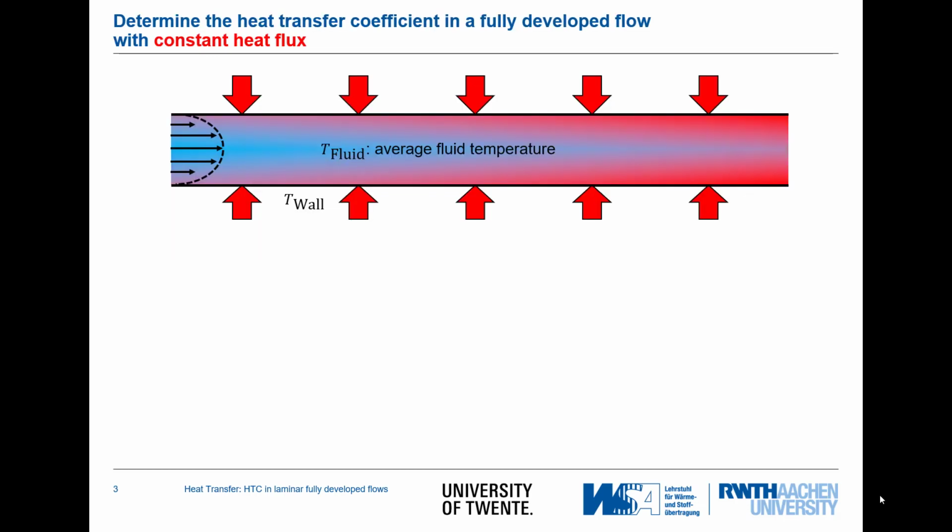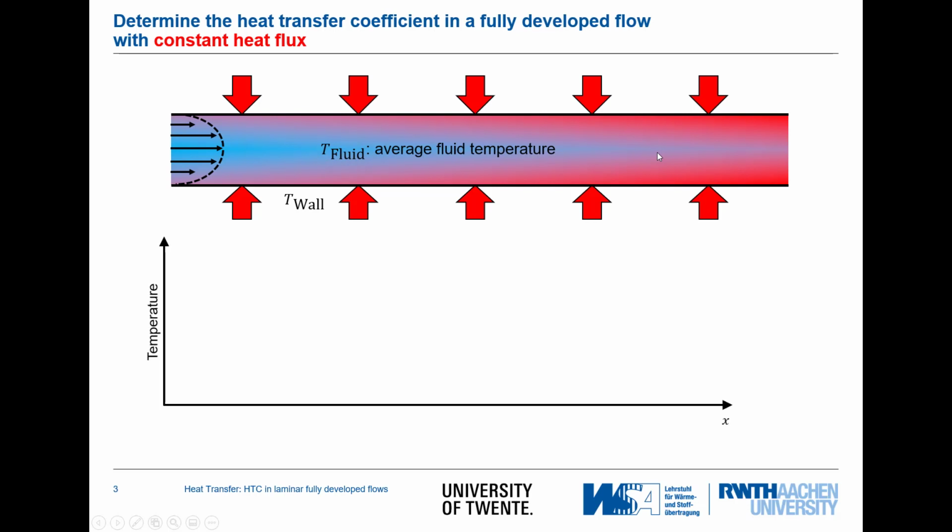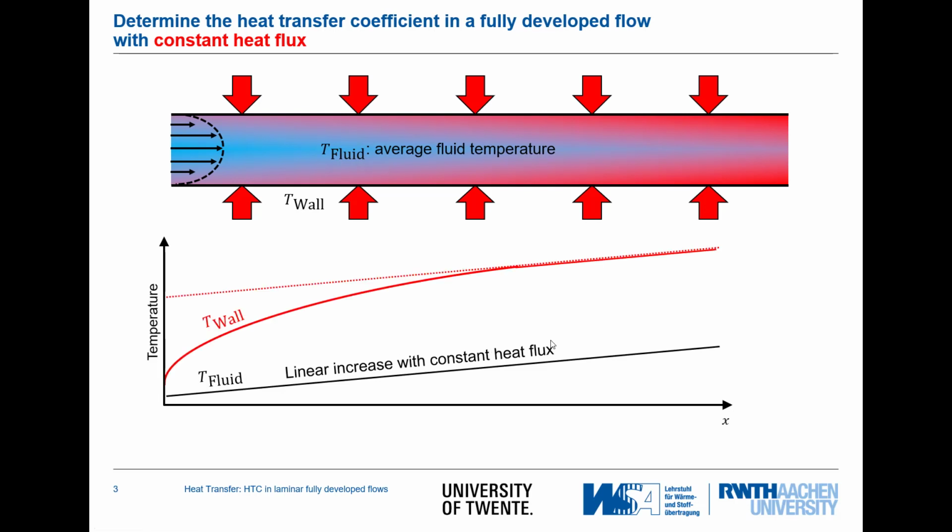I would like to go back to the image we have already seen, the flow going here from the left to the right, with the wall side heat flux. We are looking at the case of constant heat flux, and we know that the fluid temperature rises, and with a constant heat flux the mean temperature of the fluid will increase constantly and linearly.